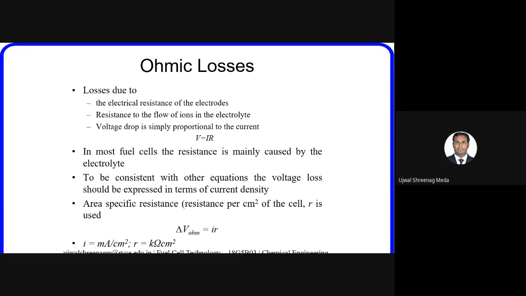To be consistent with the other equations, the voltage loss should be expressed in terms of current density. Because of that, the resistance will be area specific resistance, ASR, resistance per centimeter square of the cell or electrode. If nothing is mentioned, it is electrode. If it is anything other than electrode, then it will be clearly specified. And when current is expressed in milliampere per centimeter square, the resistance should be expressed in kilo ohms per centimeter square. So this is about ohmic loss or resistive losses.